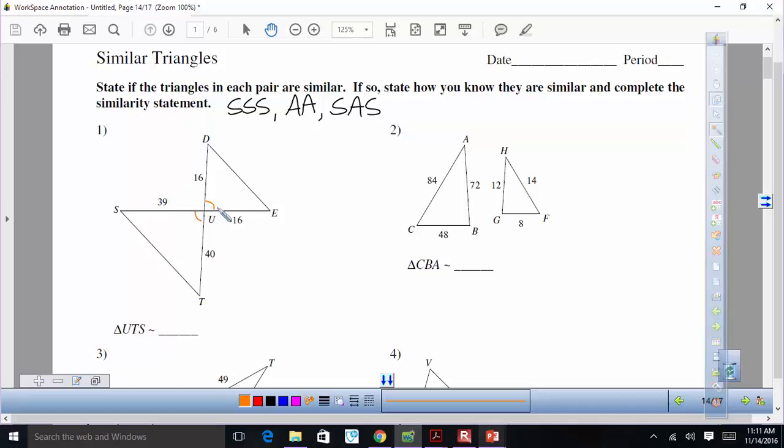Now, how do I figure out if the sides are proportional? We do what? Ratios. Okay? So UT, what side corresponds with UT? DU. Very good. So we could do 40 over 16, and that would be 10 over 8, which would be 5 over 4. Is that right?